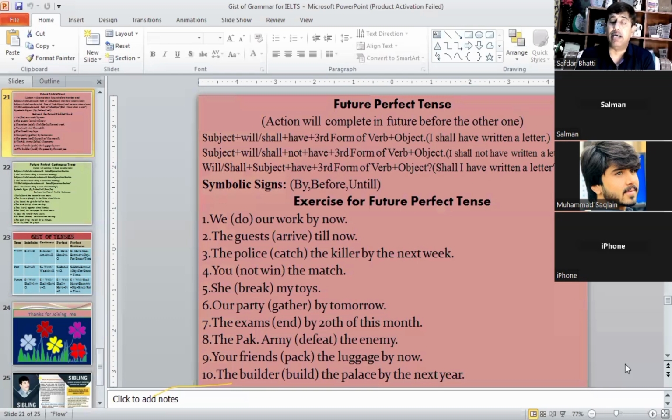Future perfect tense. It tells us about the action that will complete in future before the other one. Subject plus will have/shall have, third form and object. I shall have written a letter, I shall not have written a letter, shall I have written a letter? Symbolic signs are by, before, and until.